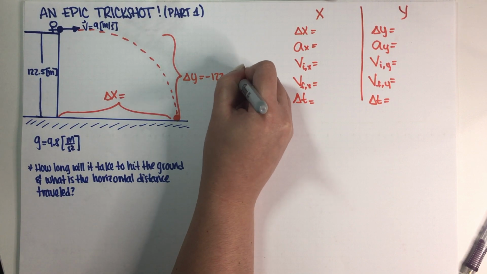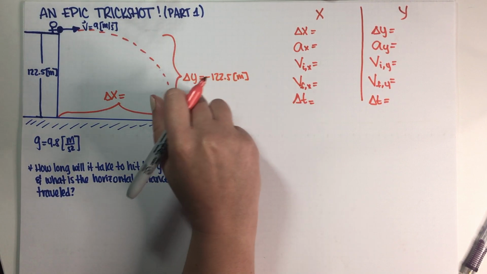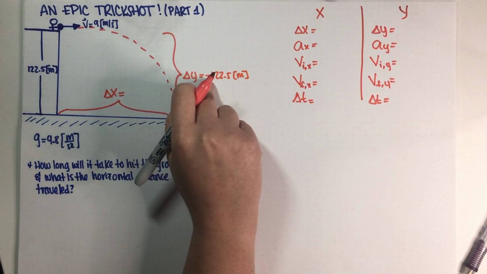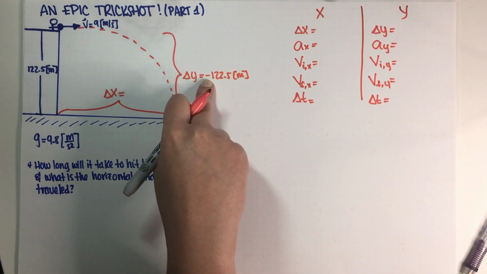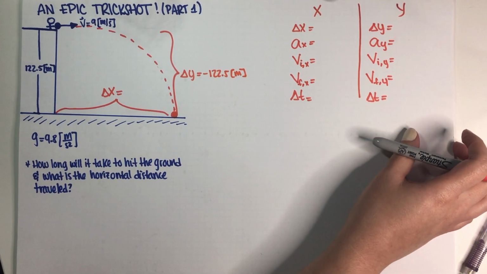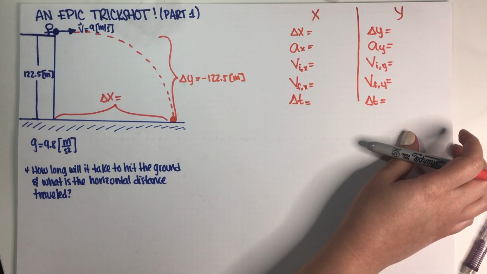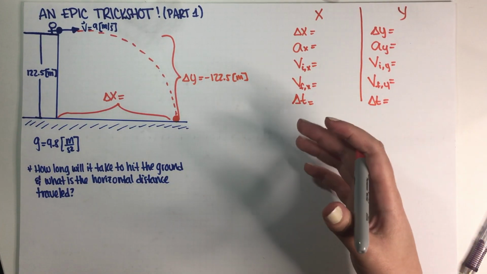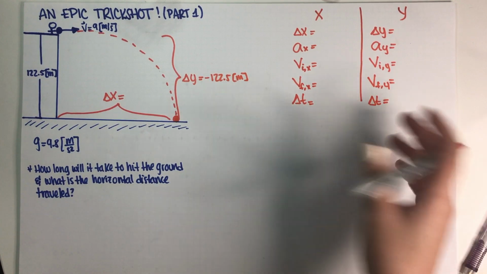122.5 meters. And this is very, very important because delta y being negative means that the ball went down. If you start using your equations with a positive number here, then that basically means that your ball went up. And that is not okay, but that is not what happened on this problem. So we do need to be very mindful about that.